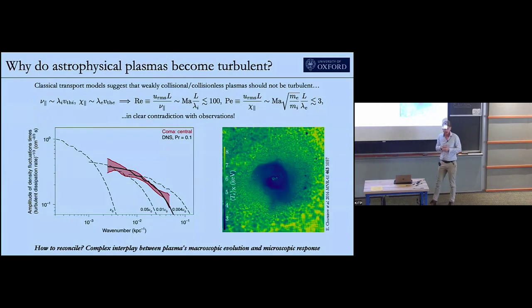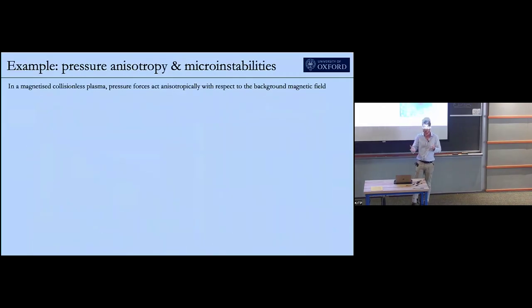Well, the answer is that astrophysical plasmas tend to have a much more complicated interplay between their macroscopic scales and the microphysical response, fundamentally changing transport. So probably the most well-known and simplest example of this is the relationship between pressure anisotropy generated by macroscopic evolution and microinstabilities. It's well known, and was actually mentioned in a talk yesterday, that if you're in a magnetized collisionless plasma, pressure forces act anisotropically with respect to any background magnetic field.